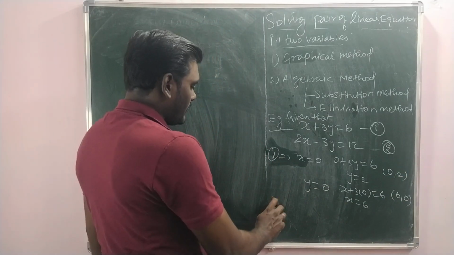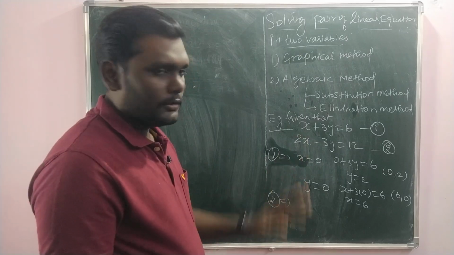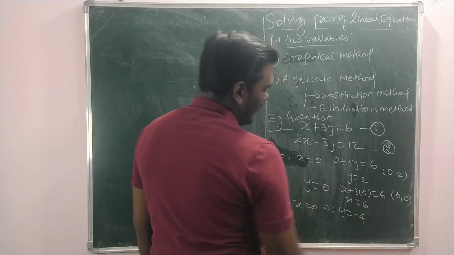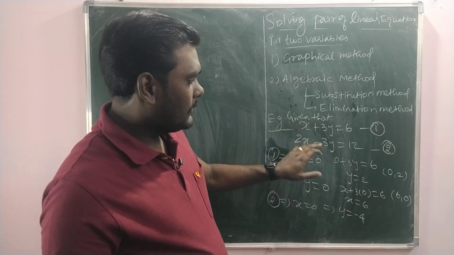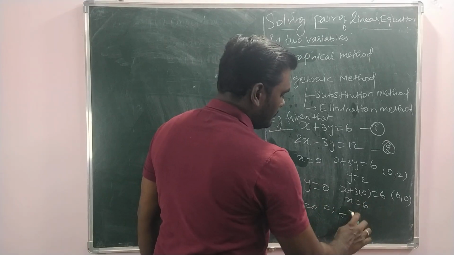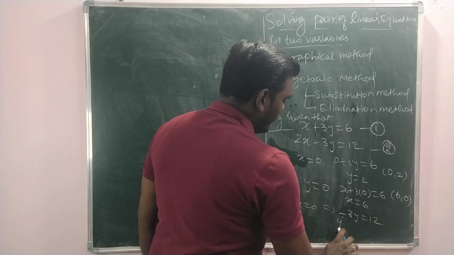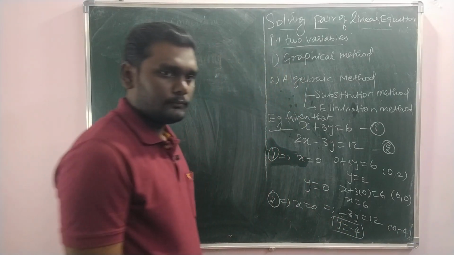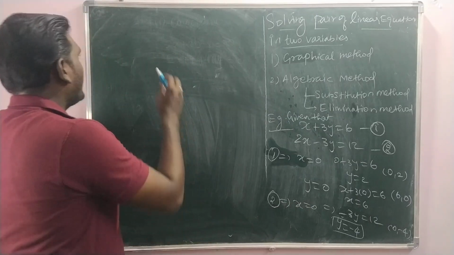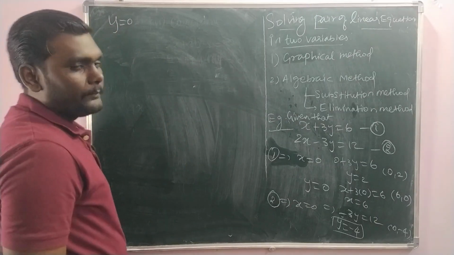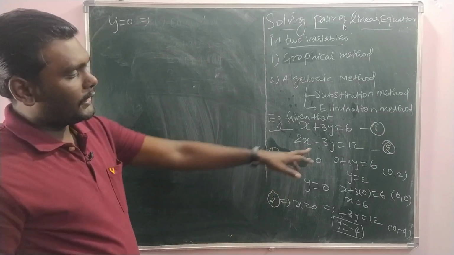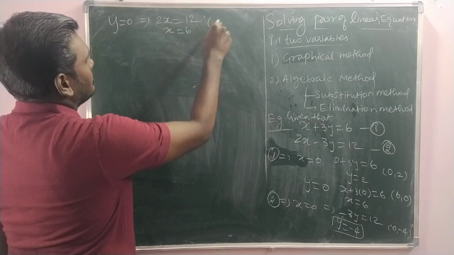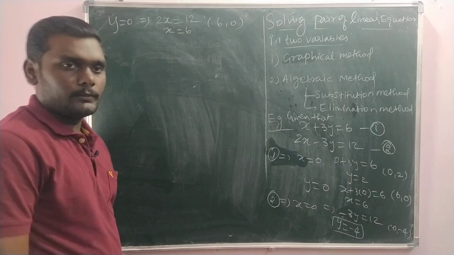In a similar manner, the second equation. In the second equation also we substitute x equals 0. Then we get y equals minus 4. How? This x becomes 0, then minus 3y equals 12, so y equals minus 4. The point is (0, minus 4). Then in the second equation itself we substitute y equals 0. When y equals 0, 2x equals 12 and x equals 6. So the point is (6, 0).